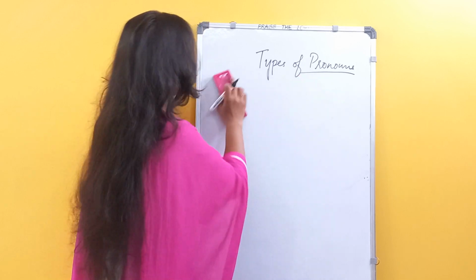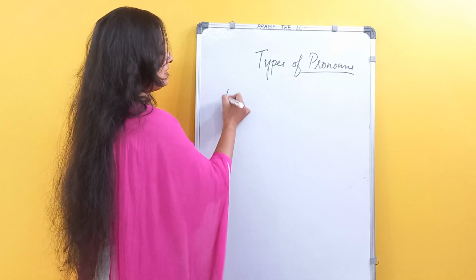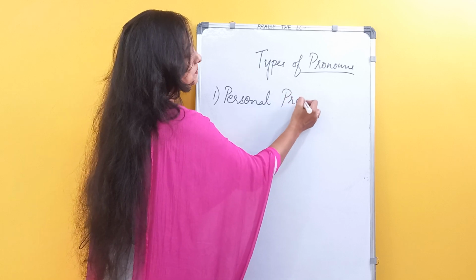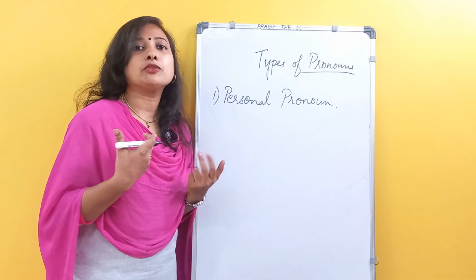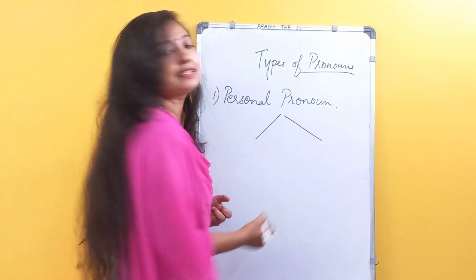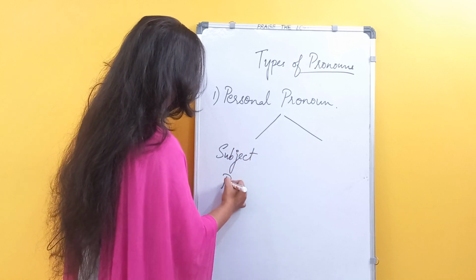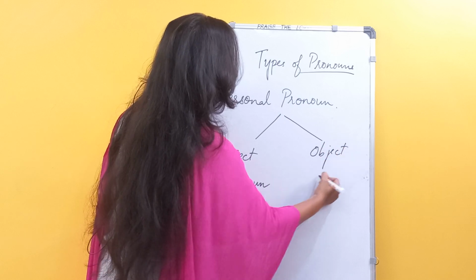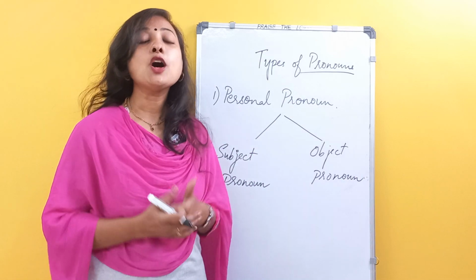So what are the different types of pronouns? What is the first type of pronoun we were discussing? The first pronoun is the personal pronoun. A personal pronoun is talking about one's own self. Personal pronouns are again categorized into two types: subject pronoun and object pronoun.